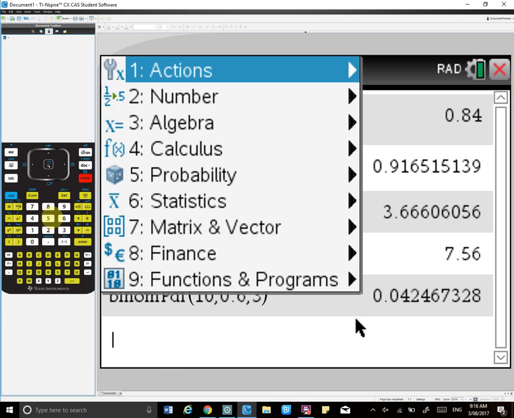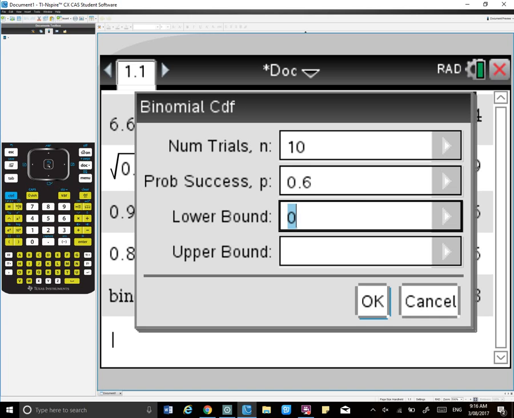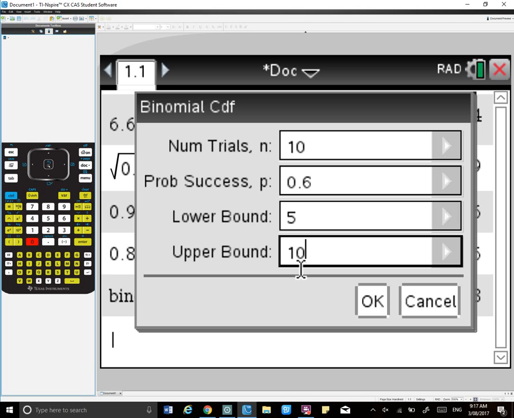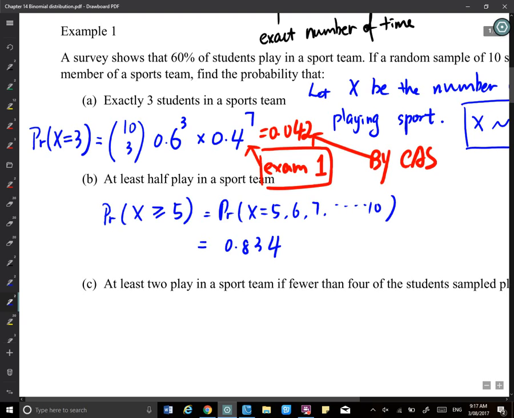So it's Menu 5E, which is the CDF case. Menu 5E is the CDF case. So the number of trials is that, and it's 0.6. The lower bound is not 0. The lower bound is 5. Okay, you start from 5. And your upper bound is 10. You can have a maximum of 10 and a minimum of 5. So it's 5 to 10. And you just press OK. That's easy. And 3 decimals, 0.834.